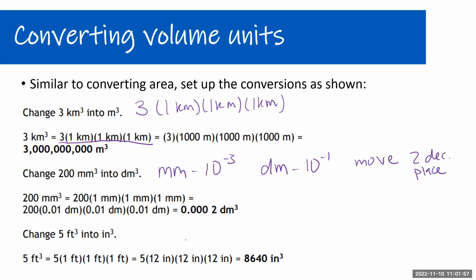Lastly, change 5 feet cubed into inches cubed. This works the same even though we don't have the metric system. 5 feet cubed is the same as 5 times 1 foot times 1 foot times 1 foot, and each foot is 12 inches. So you're going to get 8640.